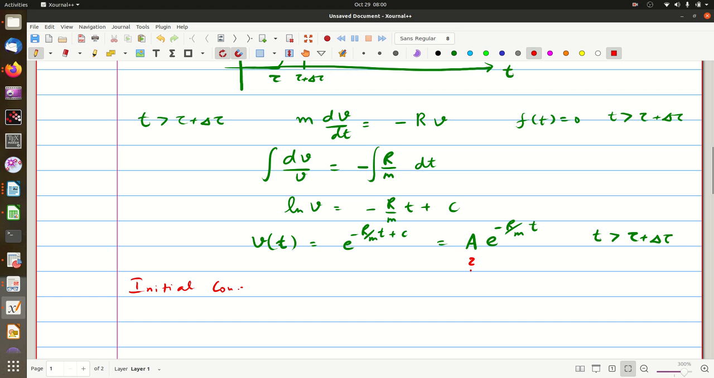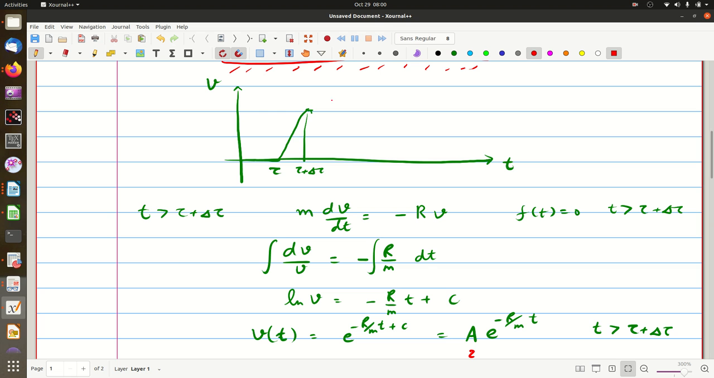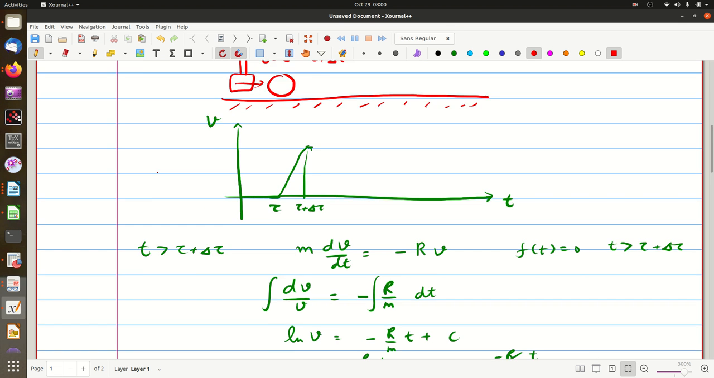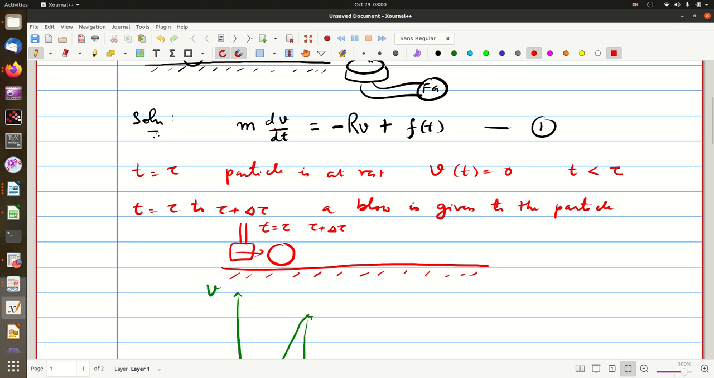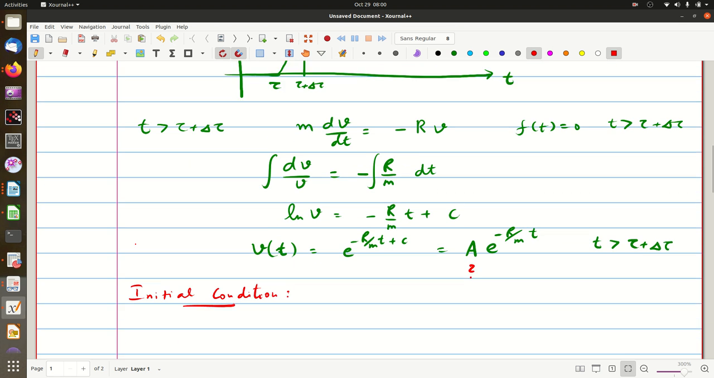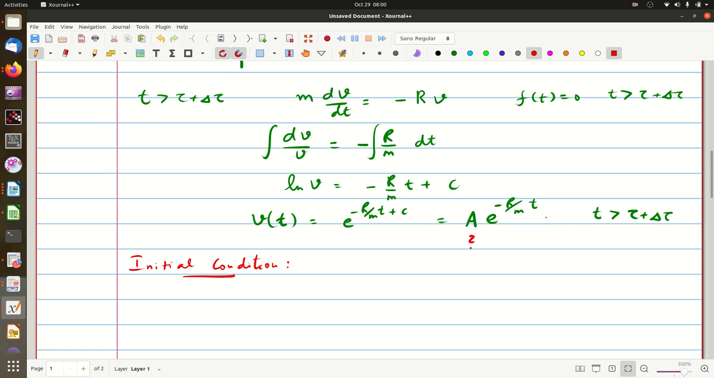We need to apply the initial condition, right? So the initial condition is, we have given it a blow between tau and tau plus delta tau. So how to obtain that blow? What we have to do is integrate this equation, equation 1, between tau and tau plus delta tau. So if you integrate equation 1, let me call this equation 2, in which we want to determine a. So integrate equation 1 between tau and tau plus delta tau. So what do we get?